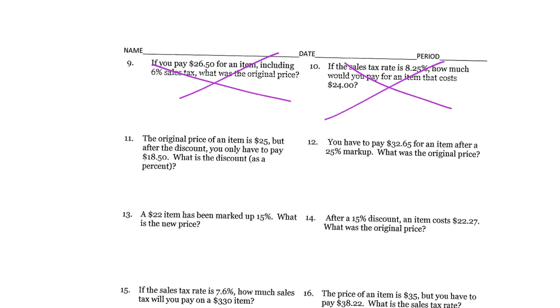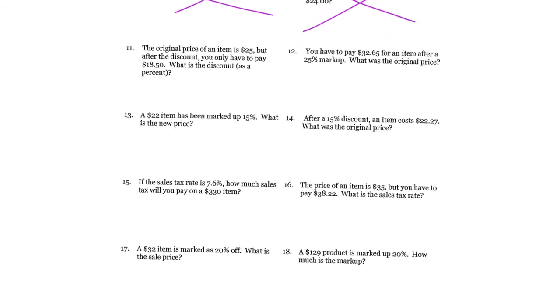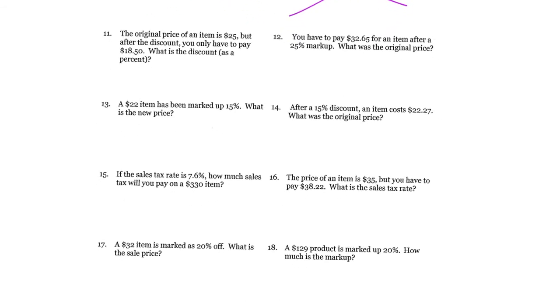9 and 10. All right. Those won't be those kind of problems on there. So let's look at number 11. The original price of an item is $25, but after a discount, you only have to pay $18.50. What is the discount as a percentage?